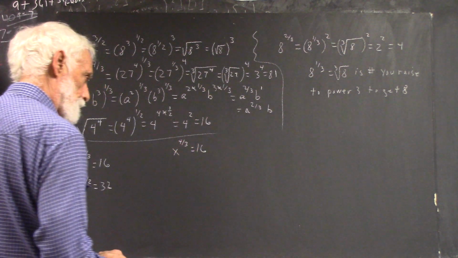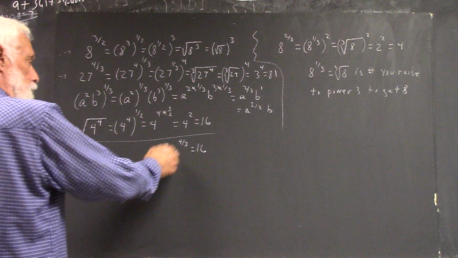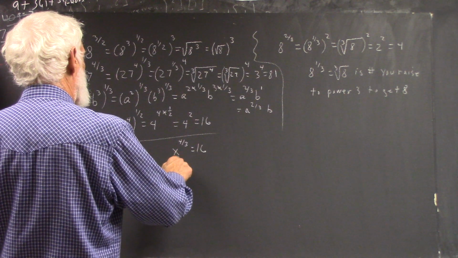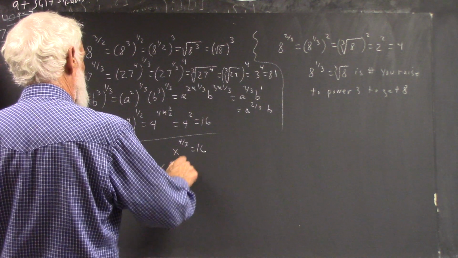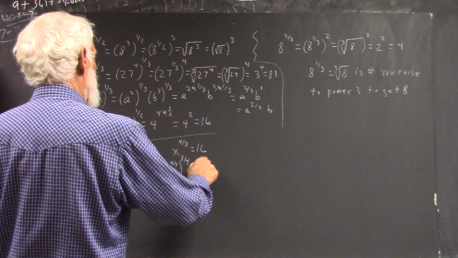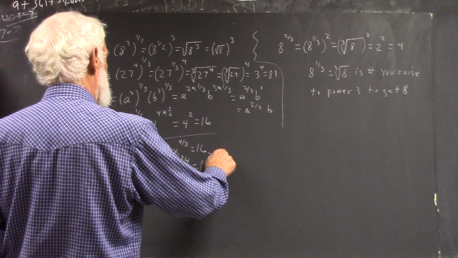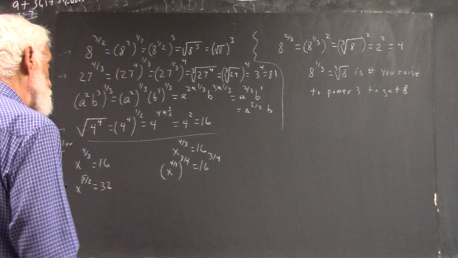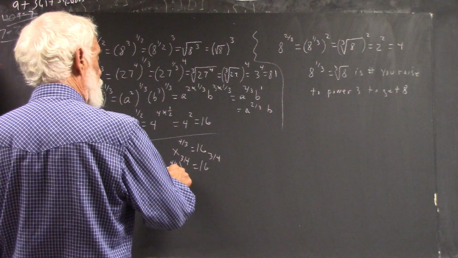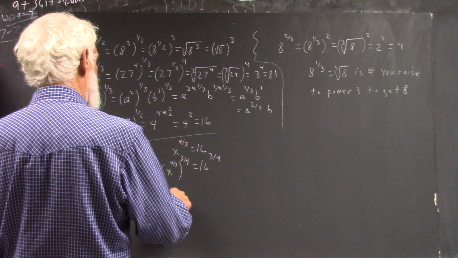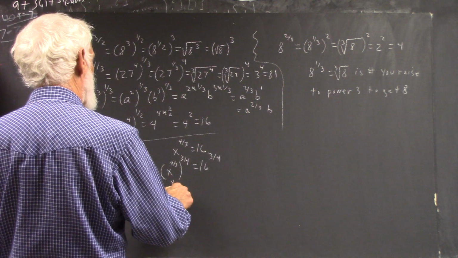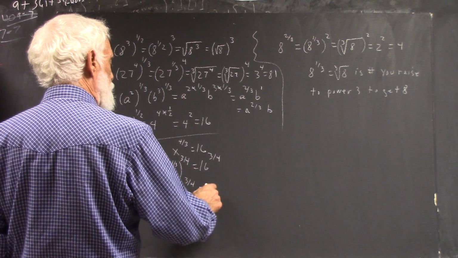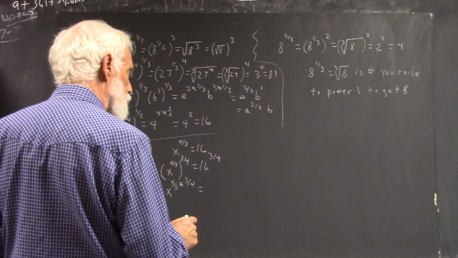Okay? Okay, x to the 4/3 equals 16. Now I can put that x to the 4/3, well, I mean, I'm going to raise everything on this side to the 3/4, and I'm going to raise this side to the 3/4. Okay? Okay, then x to the 4/3 to the 3/4 is x to the 4/3 times 3/4, and that equals 16 to the 3/4.